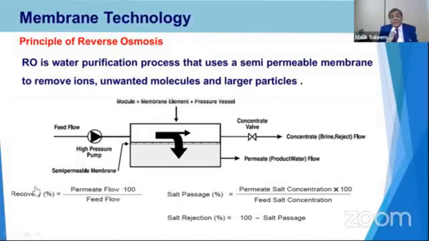You can see these are the terms which we use: the permeate flow divided by the feed flow, that is, what product we are getting divided by feed, into 100, is called the recovery of the system. Salt passage is the permeate salt concentration, how much salt or TDS we have in the permeate, divided by how much we are feeding in the water, into 100. And from the feed minus the product, we can get the salt passage in the reject as well. That is the basic thing which you need to understand.